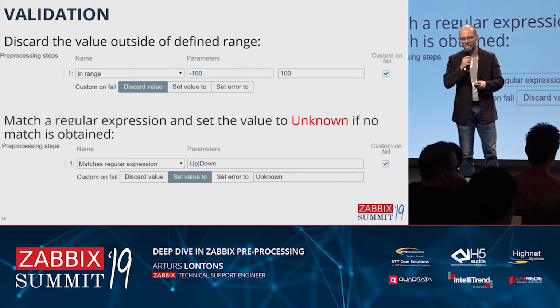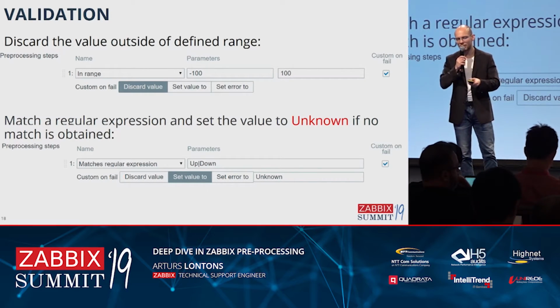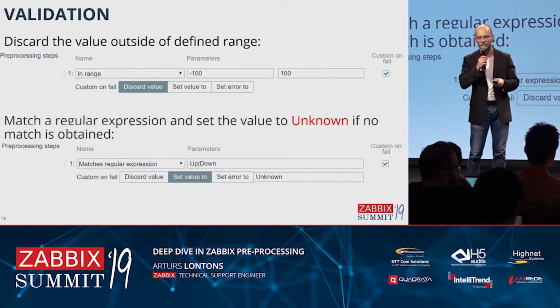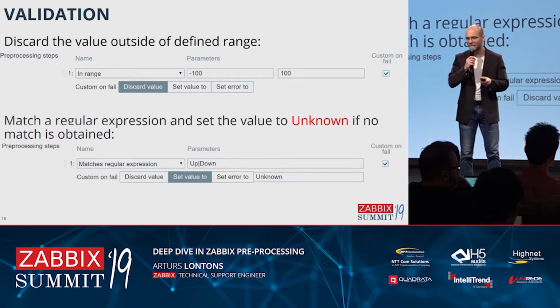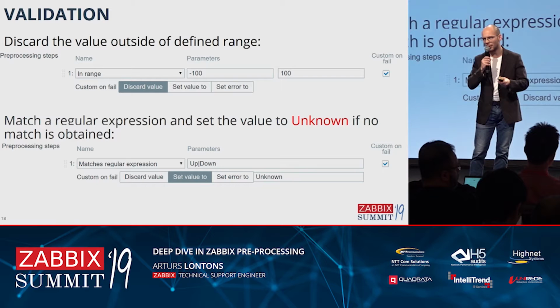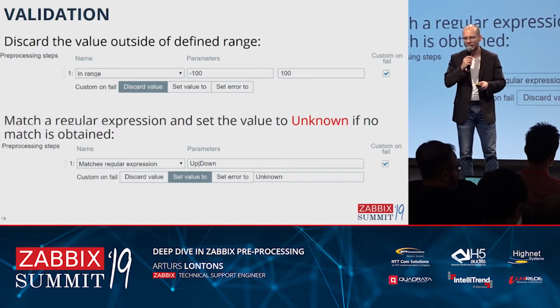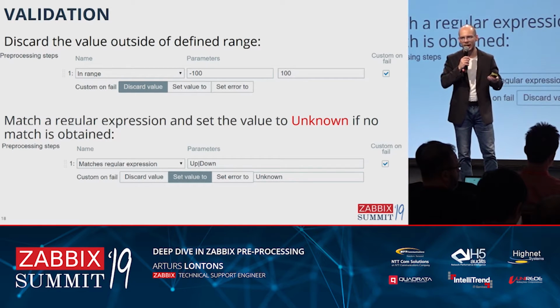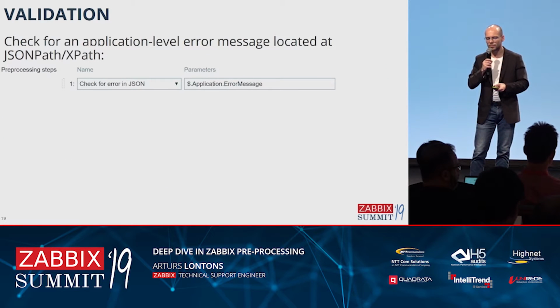Or over here, I am using a match regular expression. I'm looking for up-down in my values. And if I receive something else, some different service status that I'm not expecting at all, I will set the value to unknown. Thus, more explicitly, I'm able to react to it. Say, in case the value is unknown, I want to fire a trigger and notify myself that, hey, something's wrong with the service.